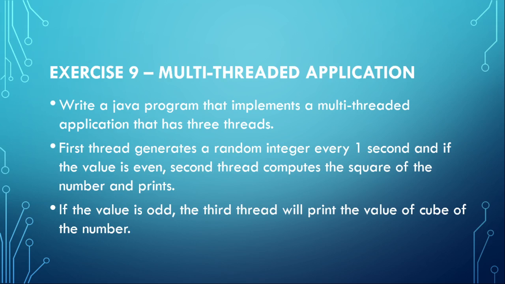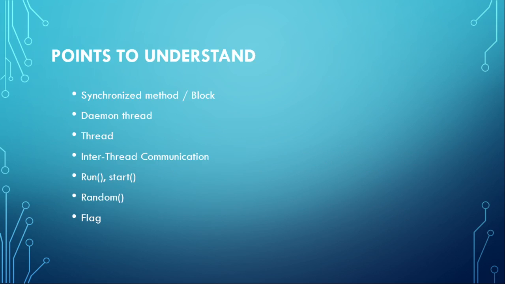The problem statement given here is that we need to create 3 threads. The first thread will generate a random number every single second. If the number is even, the second thread is going to perform square operation and print the value, and if the generated number is odd, then the third thread is going to perform cube operation and print the value. Simple program. Okay, so before getting into this, we need to understand what is synchronized method and block.